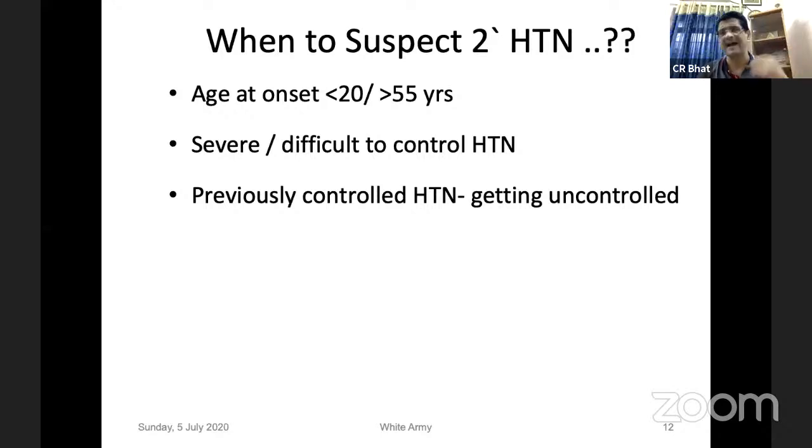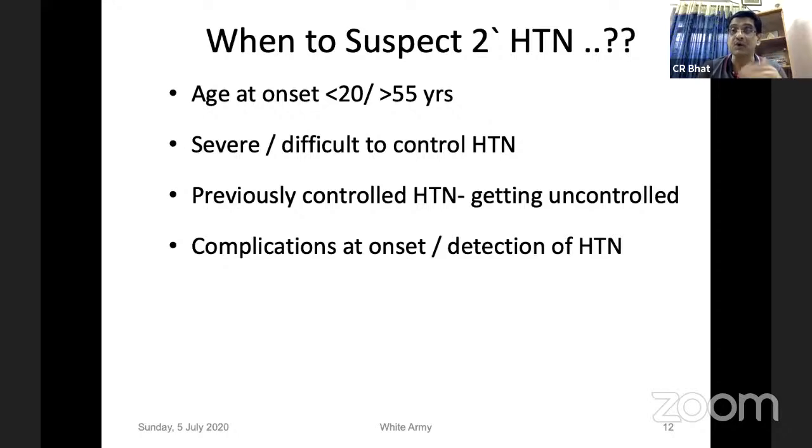Previously controlled: I have a patient with primary hypertension, with very good compliance on the medications and drugs. But after 5-6 years of very good control, suddenly the same person develops uncontrolled hypertension while on drugs. That means previously controlled hypertension getting uncontrolled all of a sudden. Think of a secondary complication or secondary vascular occlusion, a secondary thyroid problem or something like that. Think of secondary hypertension.